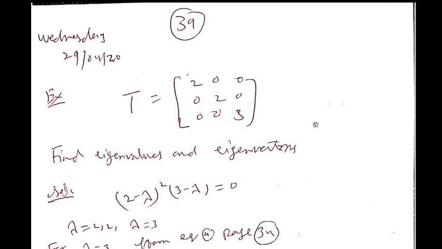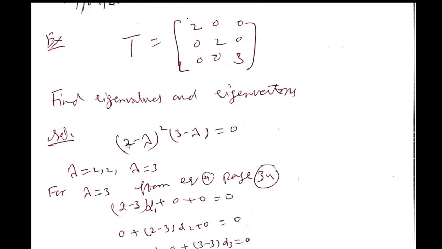Today we will start with an example in which a tensor T is given, whose first row is 2 0 0, second is 0 2 0, and third is 0 0 3. We have to calculate its eigenvalues and eigenvectors. So this is the characteristic equation. From here we can get the eigenvalues. One is λ = 3 and the other two are repeated, 2 and 2.